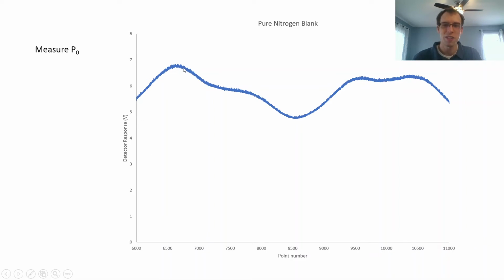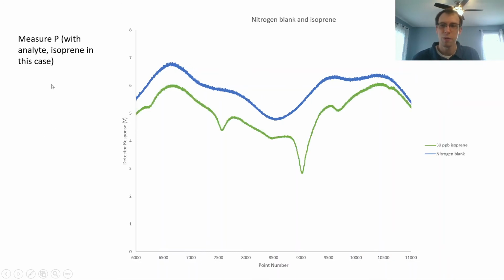But we get nitrogen. My laser doesn't produce a very steady amount of power as you change the frequency of the light. So we see these wiggles. That's just the laser power changing as we change the frequency. So we measure P naught. This is if we have just pure nitrogen as our blank. And then we repeat the measurement with our analyte in there. In this case, we're looking at isoprene.